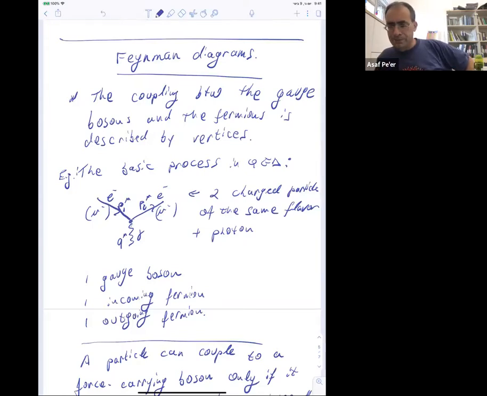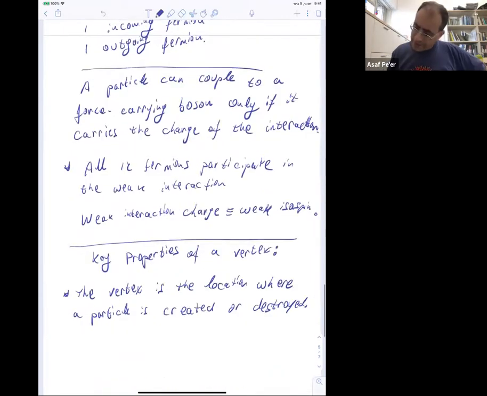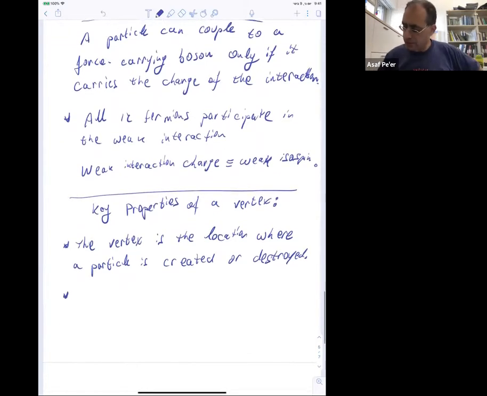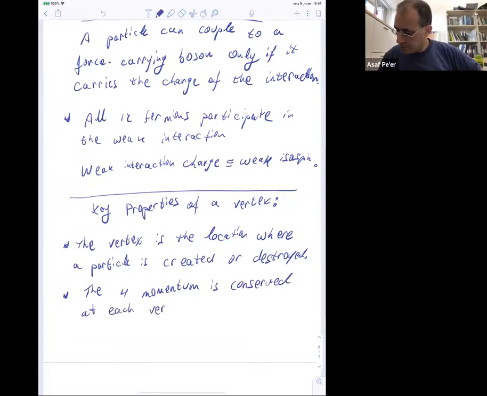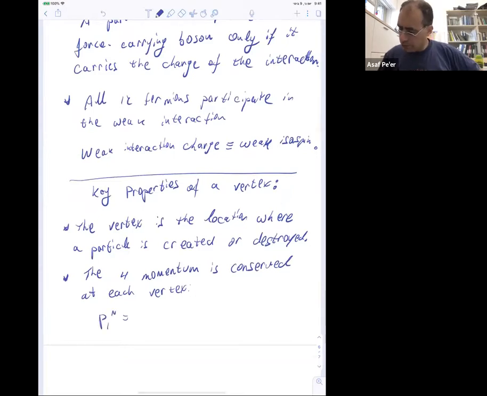Okay, that's one. The second, as I already stressed, is that four-momentum is conserved at each vertex. This is essential. Four-momentum is conserved at each vertex. So P1 mu is equal to P2 mu plus Q mu.